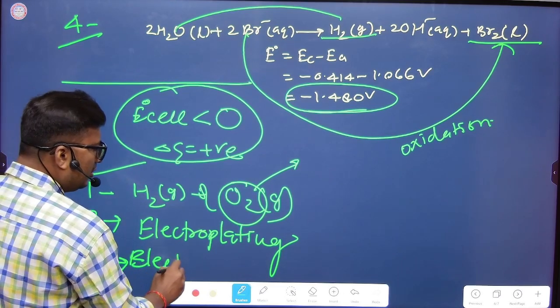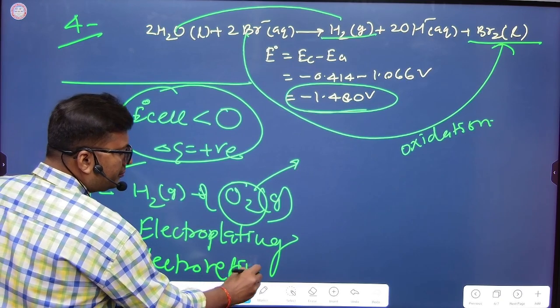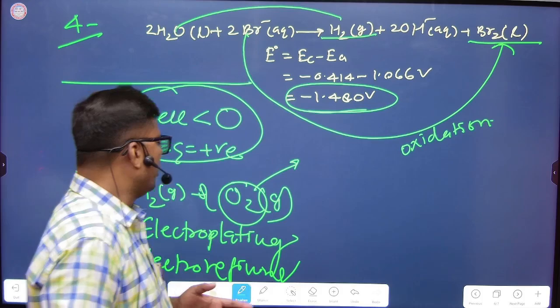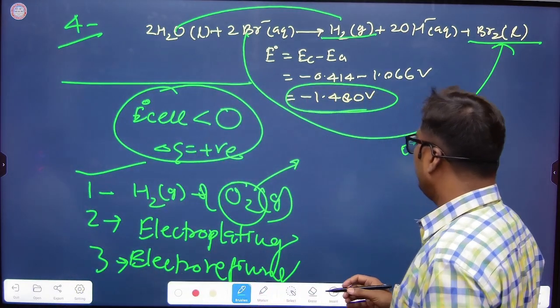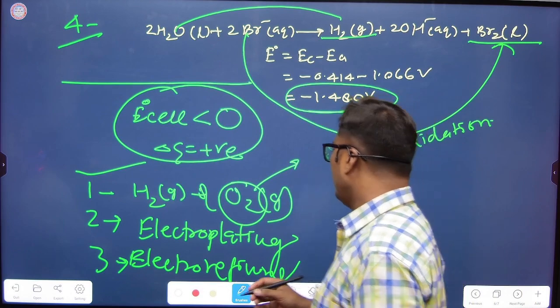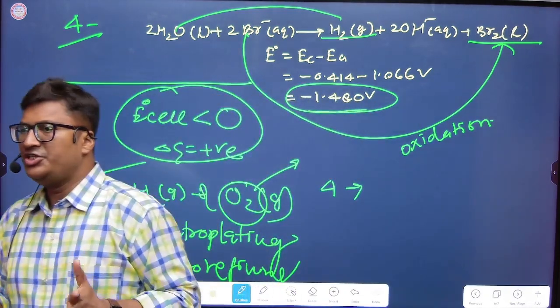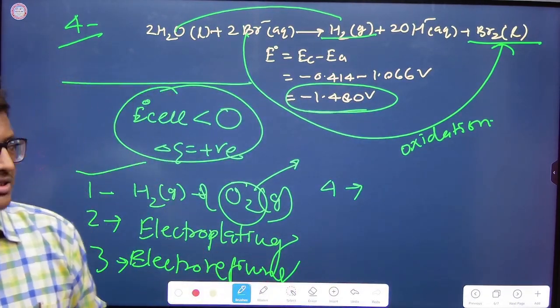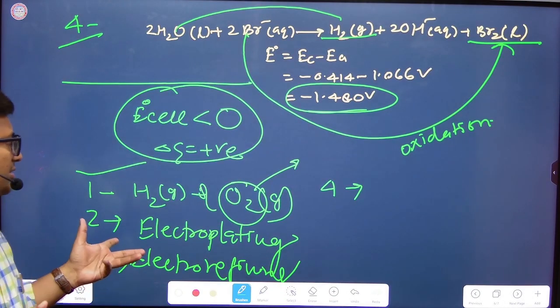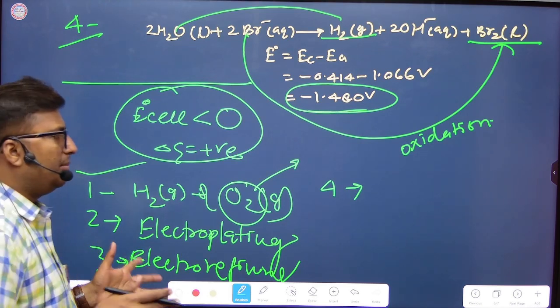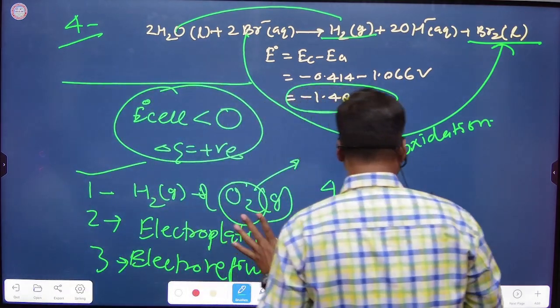Electro refining means non-ferrous metals can be refined through the process of the electrolytic cell. The fourth application is that we can get high purity zinc metal, copper metal, silver, gold, or any kind of metal in a pure form through electrolytic applications.